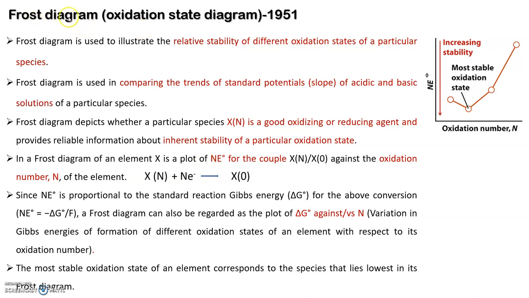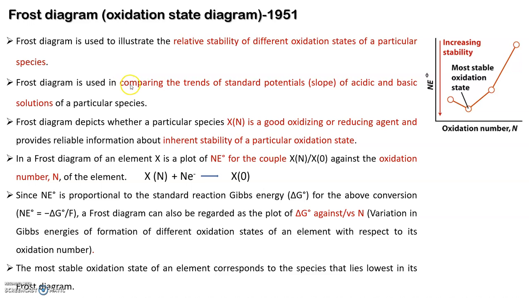In today's class, we'll discuss the Frost diagram. The Frost diagram is also known as the oxidation state diagram. It is used to illustrate the relative stability of different oxidation states of the same species. That means if I consider a single atom, it will compare the stability of that atom in different oxidation states.